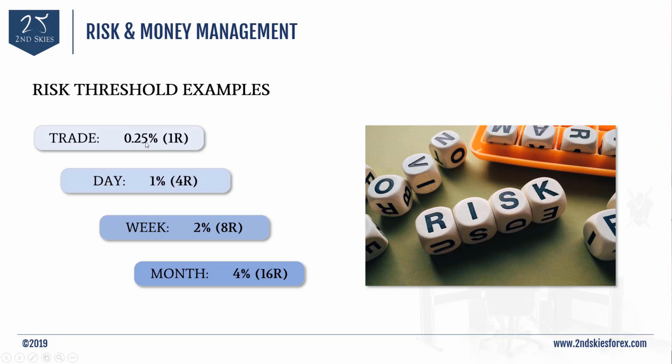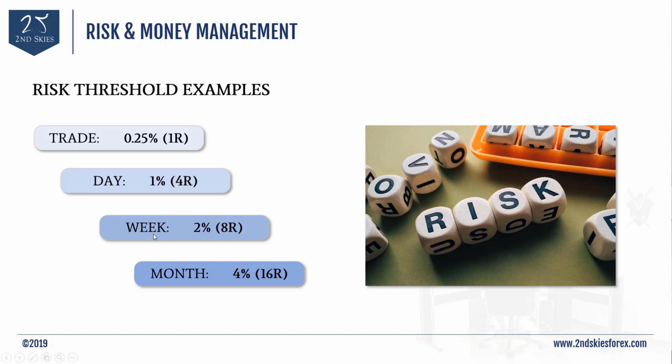So this is just an example. Let's say this is your risk profile, 0.25% per trade. Well, you could set a max risk per day of 4R. It could be 5R, whatever. If it's 4R, then it's 4 times this. So the max you're going to risk is $1,000 per day. And so this is just an example of how you can do that.